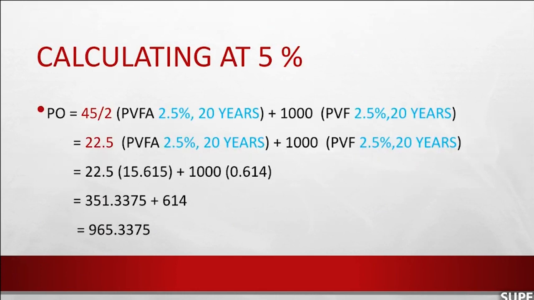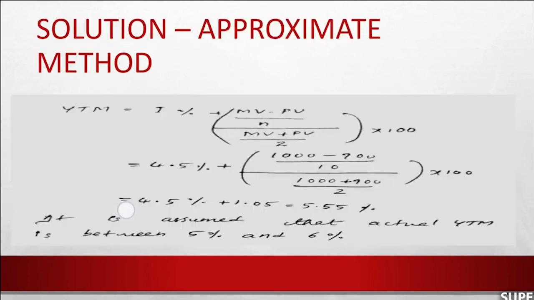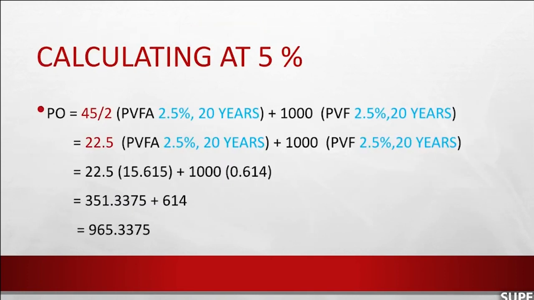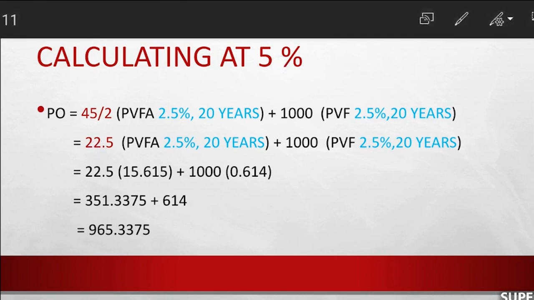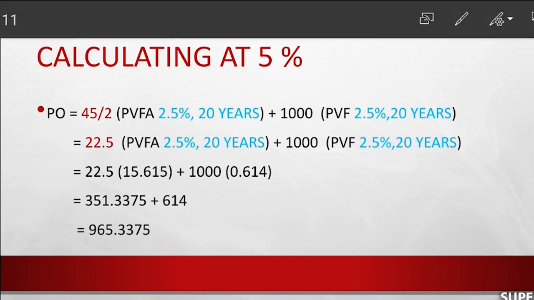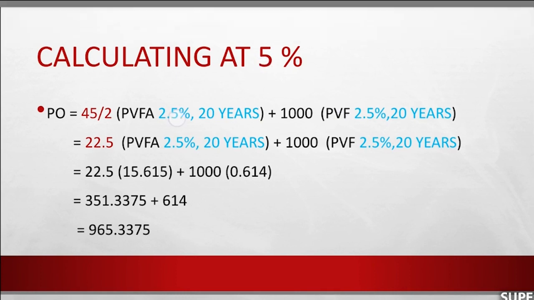So interest I by 2, that is interest amount divided by 2. Interest amount is 1000 into the rate, here 4.5, so 1000 into 4.5 by 100, that's equal to 45 rupees is the interest amount. And here we are applying the equation I by 2, so 45 by 2, that is 22.5 is the interest amount, and our rate is 5. So here we need K by 2 for calculating present value factor annuity as well as present value factor. So K here is 5 and K by 2 means 5 by 2, that is 2.5%.